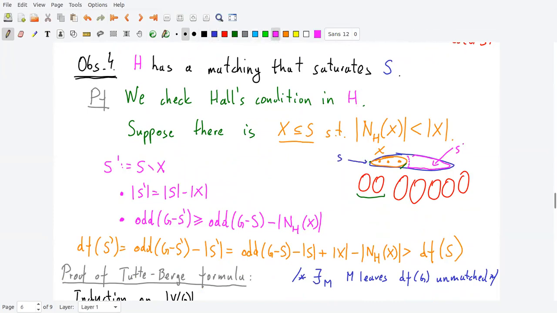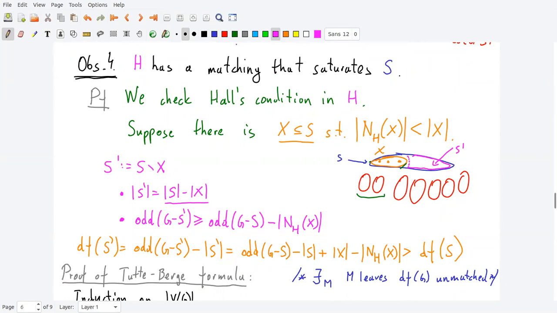This is S prime with X removed. So I remove the vertices of X from S. So what happened in our parameters? The parameters being the cardinality of S versus S prime and the number of odd components. First of all, the size of S dropped. It dropped by exactly X. That's the number of vertices we removed.